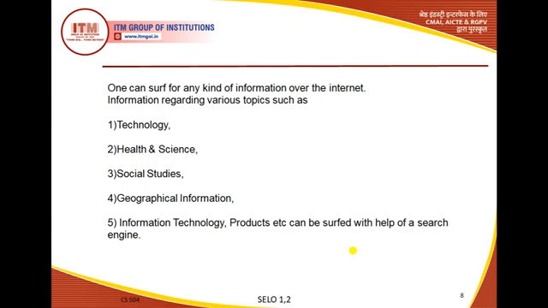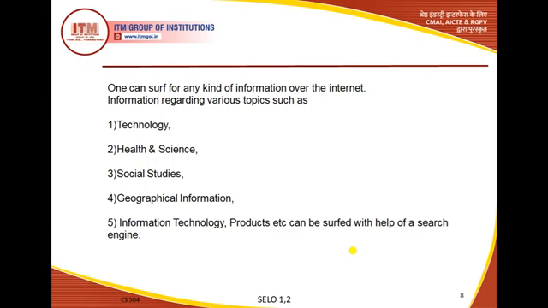Then health and science. Regarding the information for health and science, a user can find information on the internet through the Google search engine. Social studies, geographical information, and information technology of products, etc. can be served with the help of a search engine.